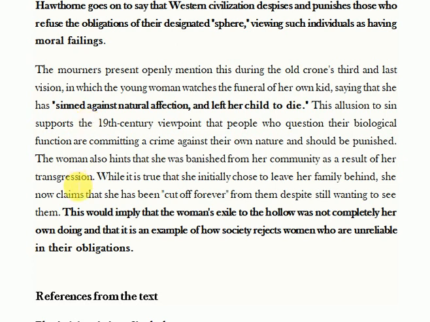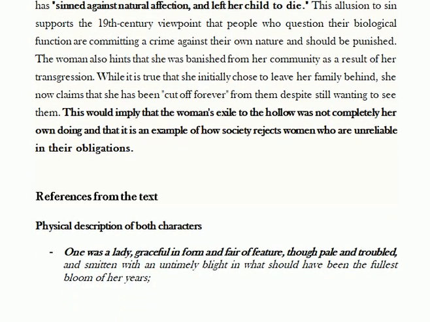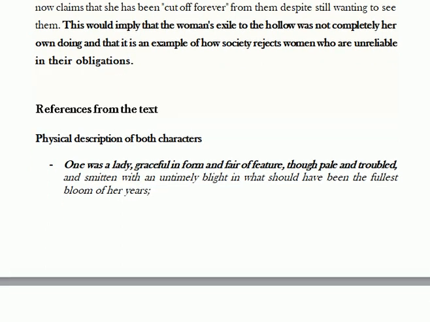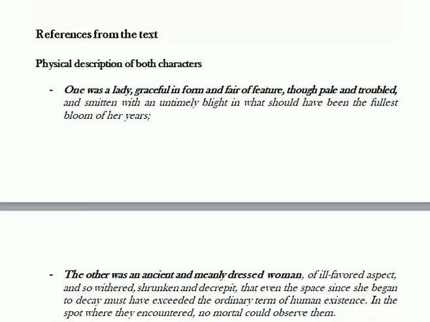So this would imply that the woman's exile to the hollow was not completely her own doing, and that is an example of how society rejects women who are unreliable and who are not able to fulfill their obligations, and hence they are rejected by society and not allowed to return back.